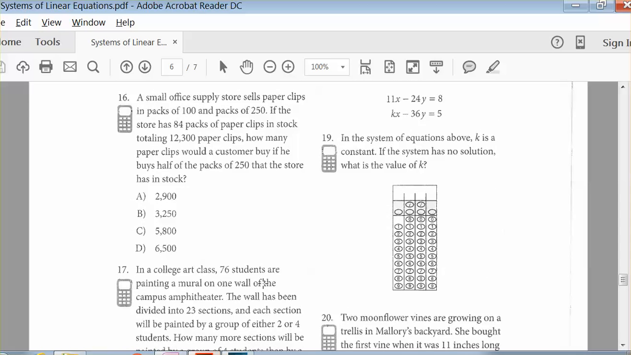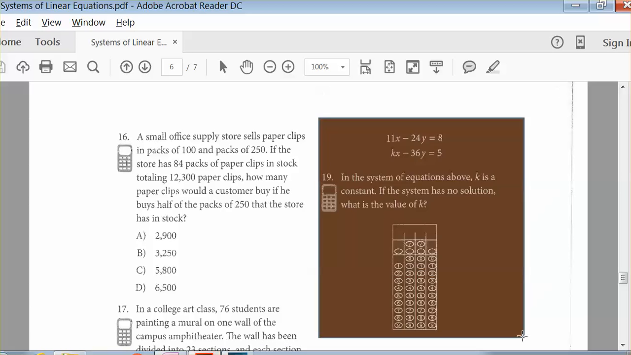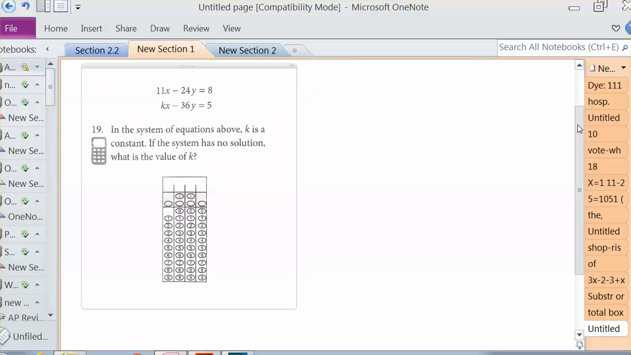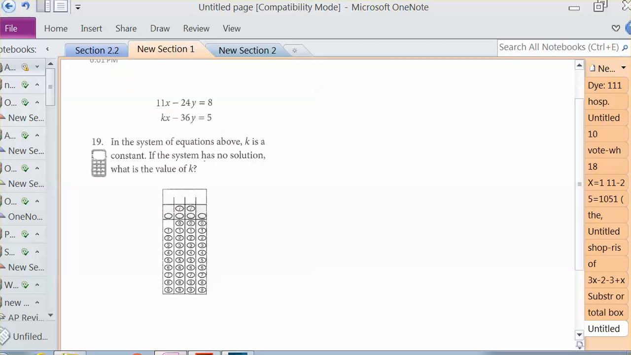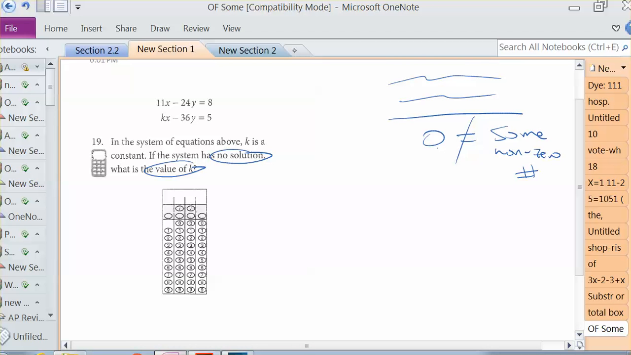let's try 19. Here calculator is allowed, but calculator not going to really help too much. So in this case, they're asking what does k have to equal so there's no solution. Just so you know, to get no solution, you're going to have some equations up here. And when you combine the equations, you're going to want 0 equaling some non-zero number. That's what we're hoping to get.